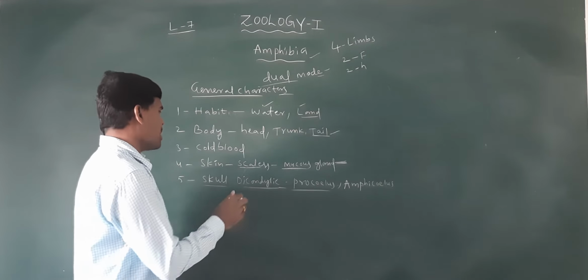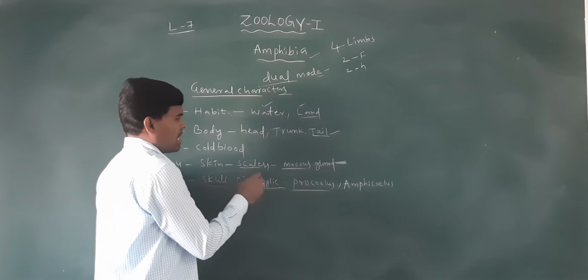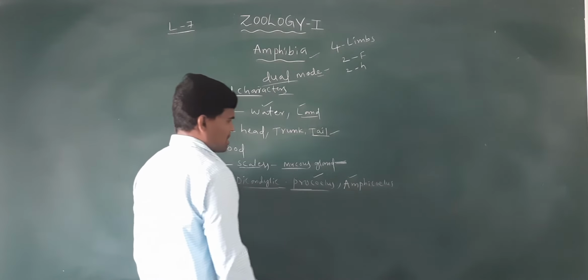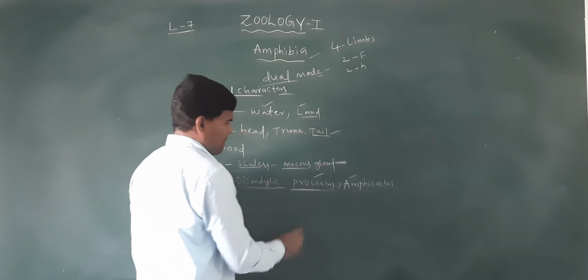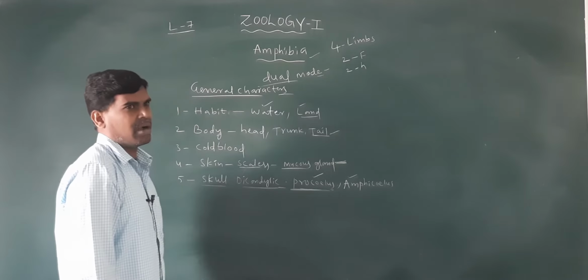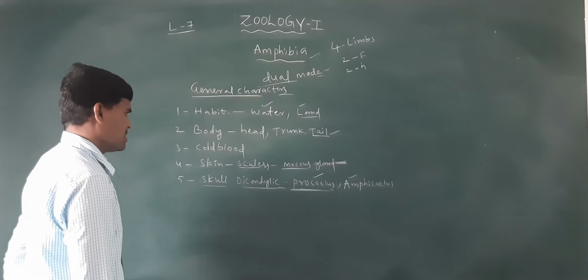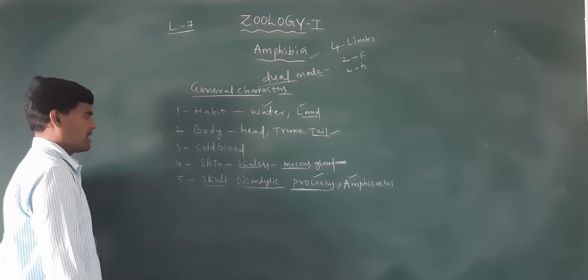The presence of this type of skull is called dicondylic skulls. The vertebra is procoelous type, amphicoelous type. The centrum of the vertebra has a concave surface, by concave surfaces only the anterior part of the centrum of the vertebral column.